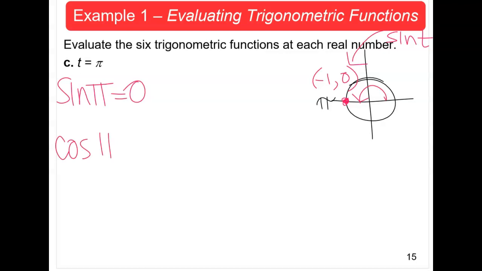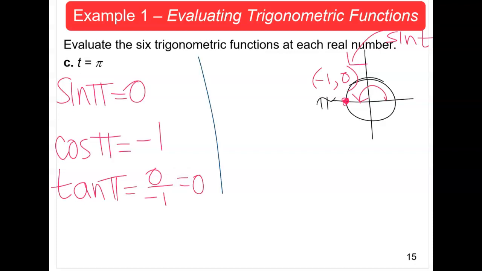Cosine of pi is equal to the x coordinate, negative 1. And tangent of pi is equal to 0. Y is defined as y over x, 0 over -1, which is equal to 0. And for cosecant of pi, imagine the 0 had a 1 on the denominator because it is an integer after all. So if we get the reciprocal of that, we will have 1 over 0. So we're just going to say that the cosecant of pi is undefined.